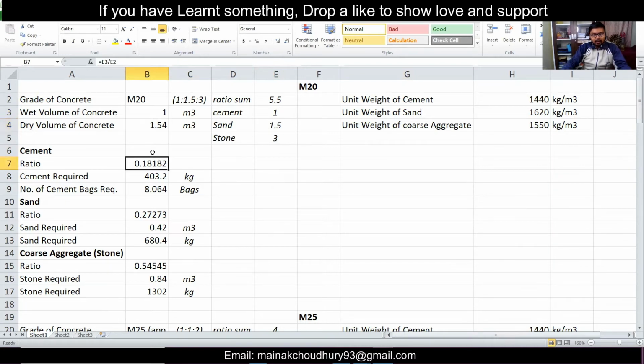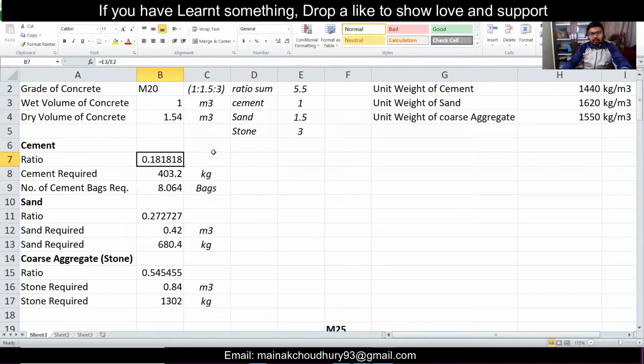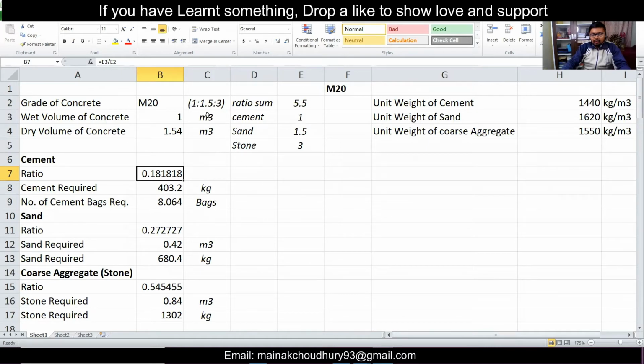So the ratio of cement, we already know that the ratio we use is 1 is to 1.5 is to 3. So the ratio for our cement is 1 by 5.5, and the cement required will simply be the 1.54 dry volume of concrete into the ratio 1 by 5.5 into the unit weight of cement, which is 1440 kg per meter cube. If we multiply that, it will come to 403.2 kg. So 403.2 kg of cement is required per meter cube of concrete.